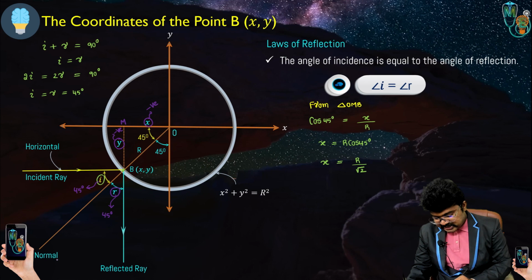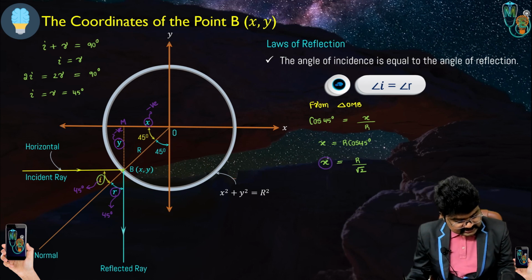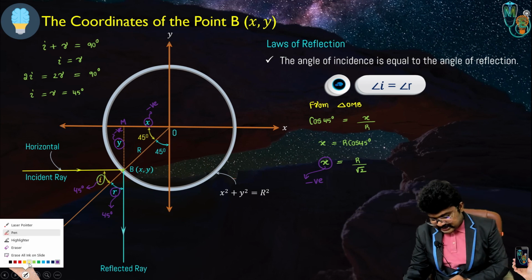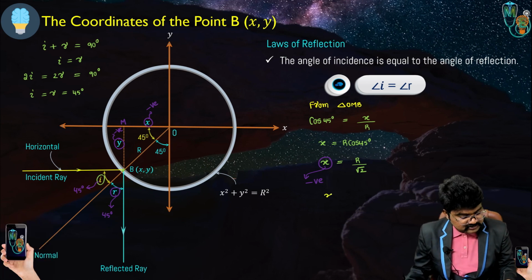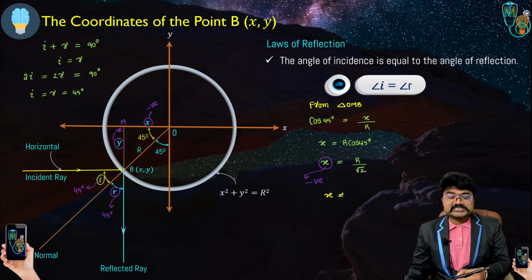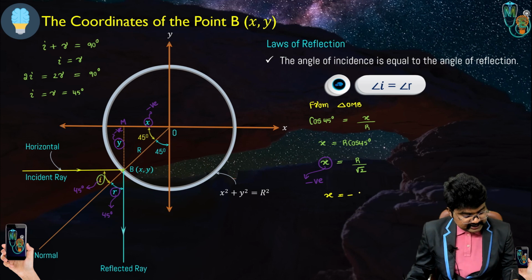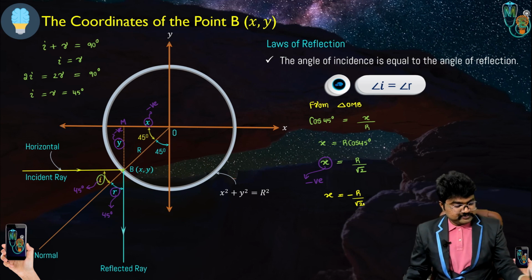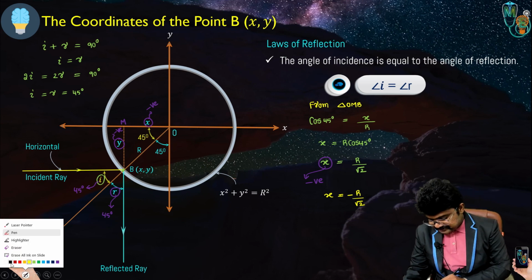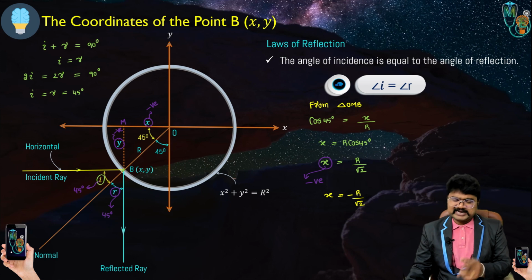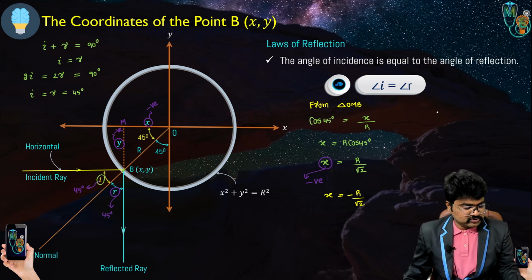Here X is negative. So that is why finally we can write X equal to how much? Because X is the distance along the negative X direction. So this would be minus R by root 2. Now, if you are interested to write, it is very simple. Straight away you can also write. That is up to you.